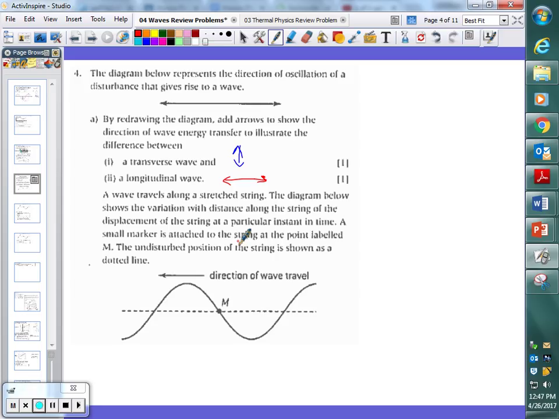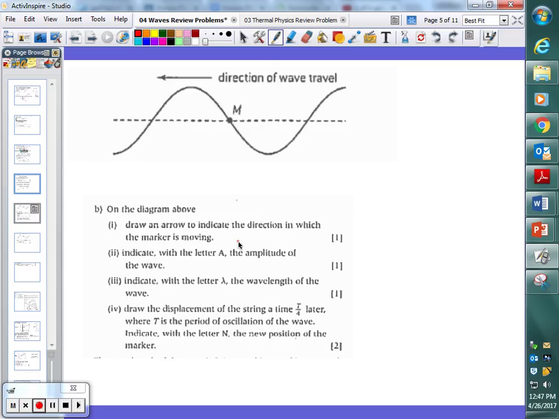A wave travels along a stretched string. The diagram below shows the variation with distance along the string of a displacement of the string at a particular instant in time. A small marker is attached to the string and the point labeled M. The undisturbed position of the string is shown as a dotted line. All right, so the equilibrium position is that dotted line. Draw an arrow to indicate the direction in which the marker is moving. Good. Indicate with letter A the amplitude of the wave. You probably can draw a little arrow there too. Indicate with letter lambda the wavelength of the wave.